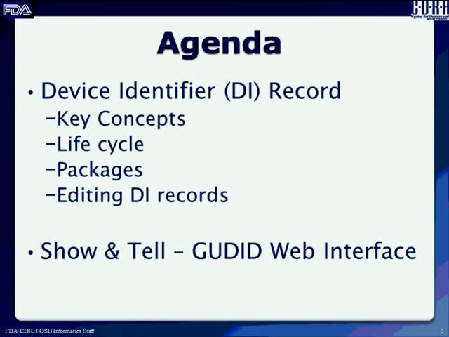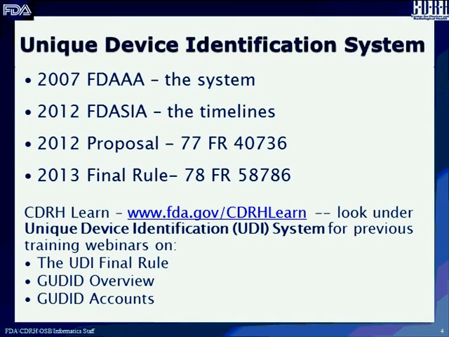So to start off very quickly, the Unique Device Identification System: Congress gave the statutory authority to the FDA in 2007 via the FDA Amendments Act to establish a UDI system. And in 2012, the FDASIA, FDA Safety and Innovation Act, established timelines for implementation of the UDI system. In 2012, we came out with the UDI proposed rule, and in 2013, we issued the final rule.